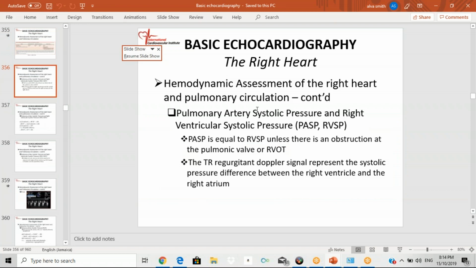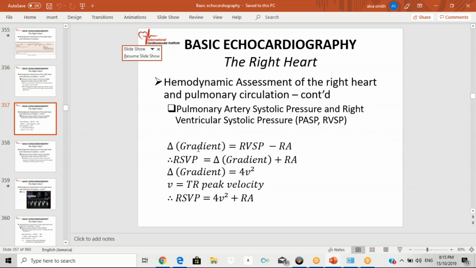So again, in order to get your right ventricular systolic pressure, and hence your pulmonary artery systolic pressure, you need to get the TR, and you get your peak TR velocity. You square it, multiply it by 4, okay? And you add your right atrial pressure.